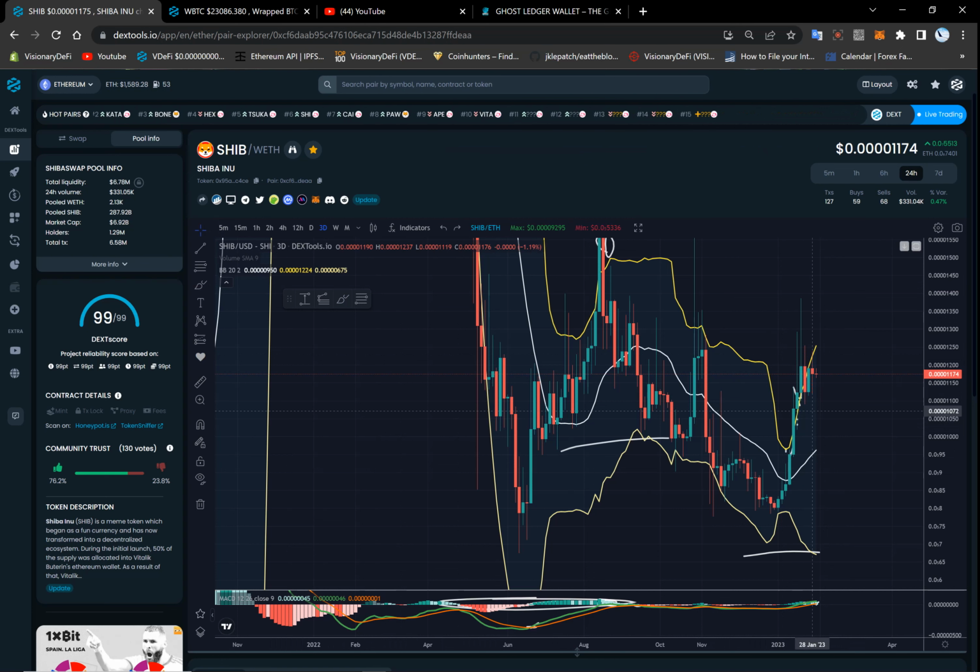Okay, so what we're gonna do is plug in the fib extension. Like I said before, I've stated this in the VC. It's all in the name. The definition is in the name. The fib extension just tells you where price will extend to before doing a correction.